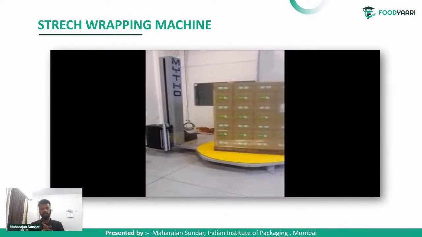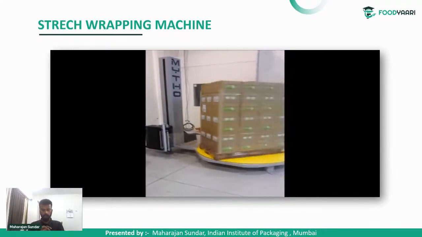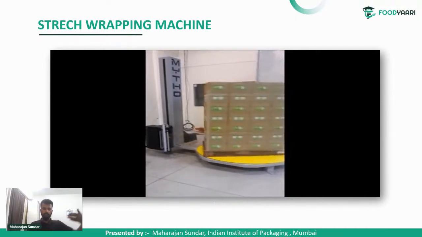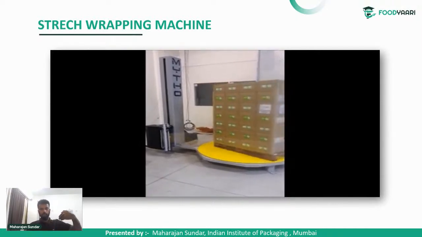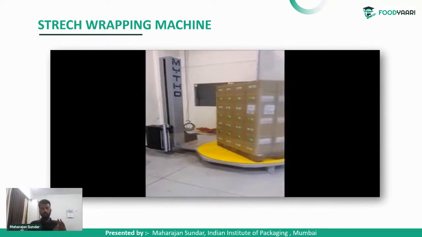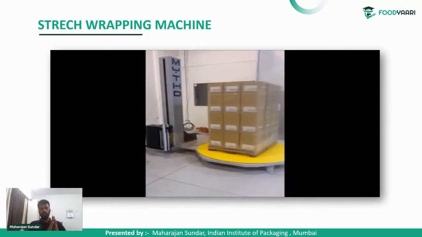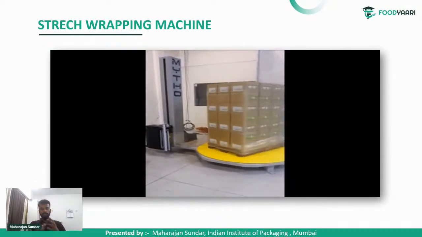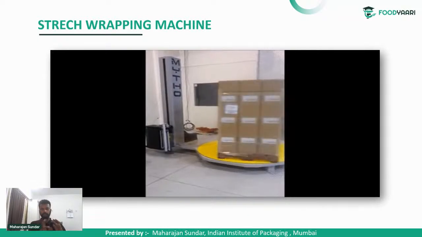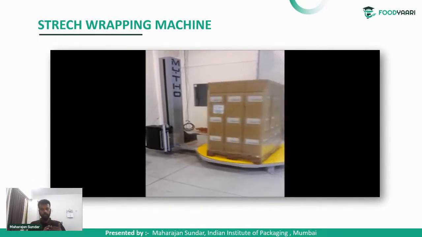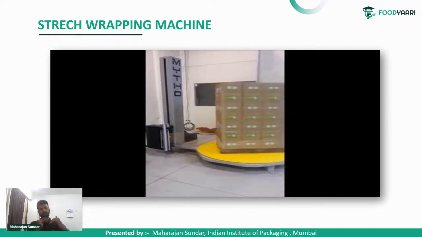Stretch wrapping, in the sense, if you can see the bottom left side, there will be an unwinding portion where the polymeric film will come. It will be fitted with adhesive at the bottom container, and then it starts to rotate. The palletized boxes will rotate on a platform. While rotating itself, it will stretch.